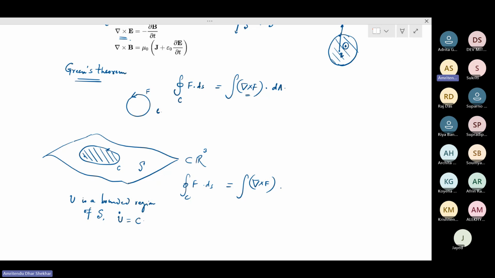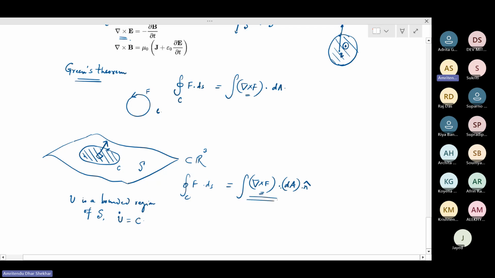You can still define it, but let's just say you have some area element. So the area element is going to be like a tiny area like this, with a unit vector along this direction. Notice that curl of F would also be pointing normally, in the same direction as this normal vector. So this is equal to dA n cap, where dA is the area element.